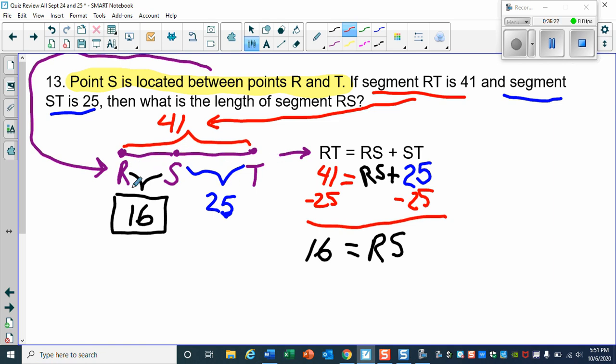We need to determine what's left. Now, R to T is the same as R to S plus S to T. That's where we get this statement: R to T equals R to S plus S to T. Then we do our substitution. RT is 41. ST is 25, and RS is what we're trying to find.